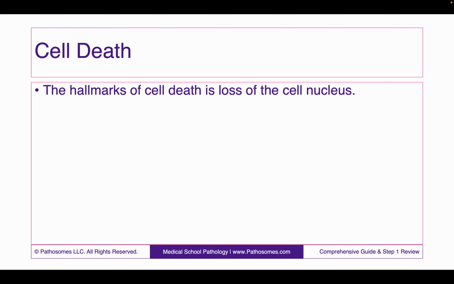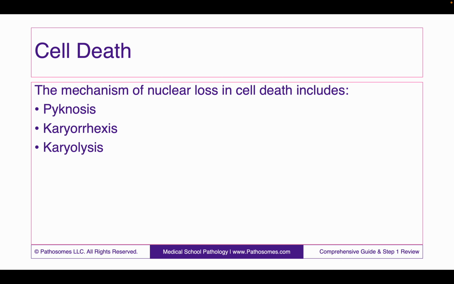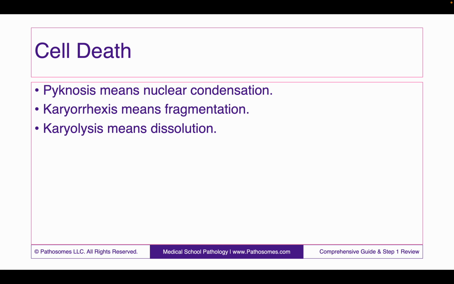Cell death. The hallmark of cell death is the loss of the cell nucleus. The mechanisms of nuclear loss in cell death include pyknosis, karyorrhexis, and karyolysis. Now I know you're saying, what the heck does that mean? Well, I'm going to tell you. Why am I telling you? Because you have to know the difference between the three. You will be asked. Pyknosis means nuclear condensation. Karyorrhexis means fragmentation. And karyolysis means dissolution.